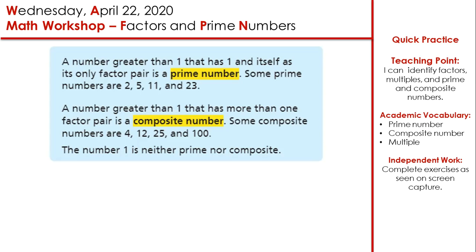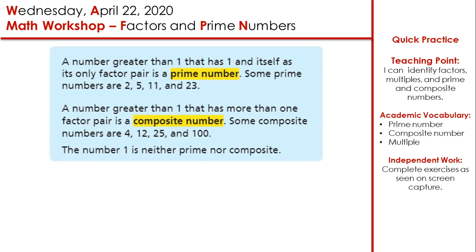We saw in our last class how to work out factor pairs. Now, when we have a number that has more than one factor pair, then we have a composite number. So in that activity we just tried, the quick practice, the number 12 is a composite number because it has more than one factor pair.